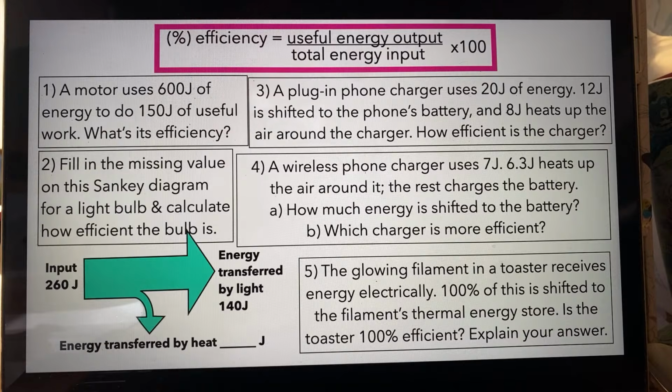And if you've got through all that, then just a little brain exercise quiz for you. The glowing filament in a toaster, the red coily bit in the middle that gets really hot, receives energy electrically. 100% of this is shifted to the filament's thermal energy store. So is the toaster 100% efficient? Explain your answer. I'm quite pleased with that last one.